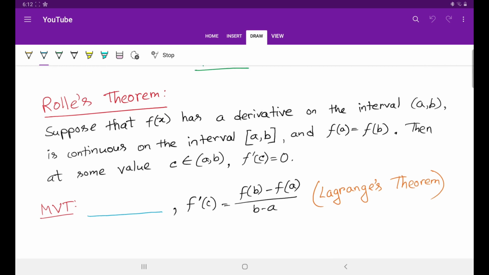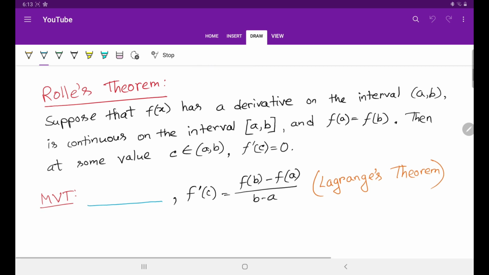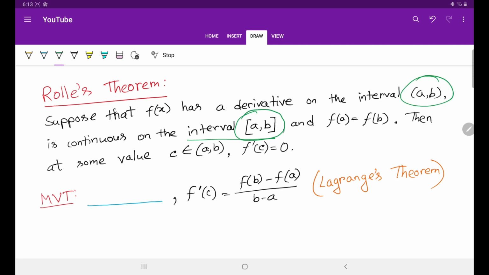So what is that actually? It is actually not MVT, be sure about that, but it will make things easier. Suppose that f(x) is continuous on the closed interval [a, b] and has a derivative on the open interval (a, b). Be careful about this: one is a closed interval and this one is an open interval. Whenever we have the round bracket, it is an open interval, and this one is a closed interval.